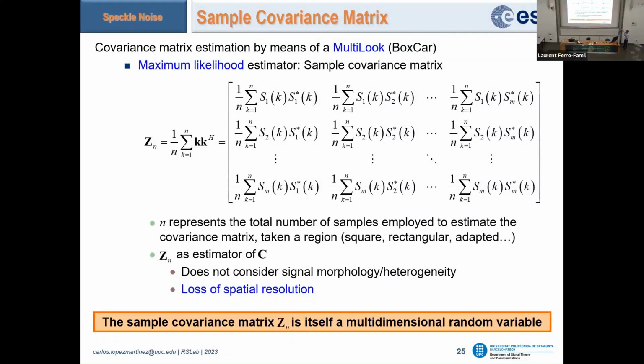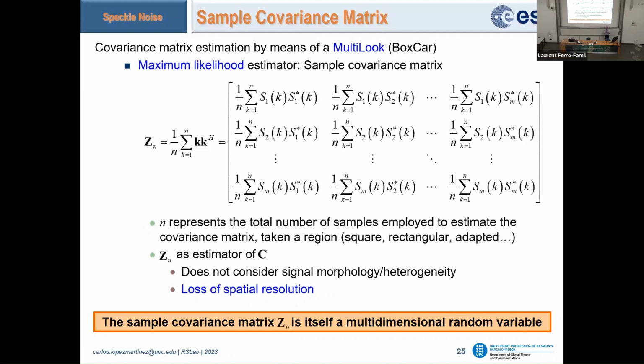The advantage is that we can use any type of shape to estimate this multi-look. Normally, the most useful way is to use a square boxcar, 3 by 3, 5 by 5, 7 by 7, 11 by 11, always an odd number, because if you use an even number, you move the image by half a pixel. Or you can use rectangular windows, or you can use adapted ones, and this is where all these new fancy filters go. They go in the direction of adapting the spatial filtering. So if we stick to the maximum likelihood, which corresponds to the boxcar, we don't pay attention to the morphology. So we obtain the capability to estimate the data at the expense of losing spatial resolution.